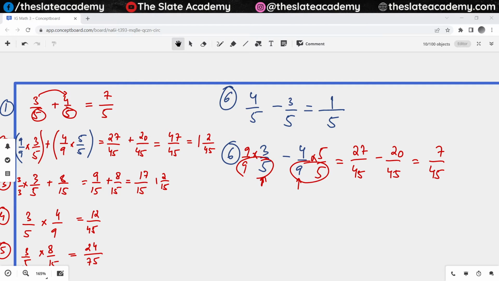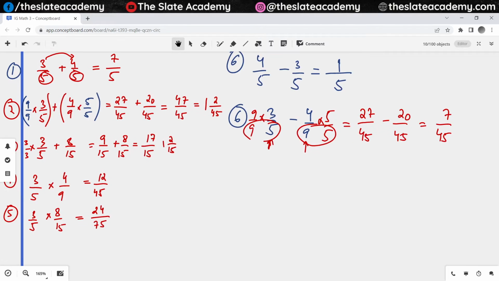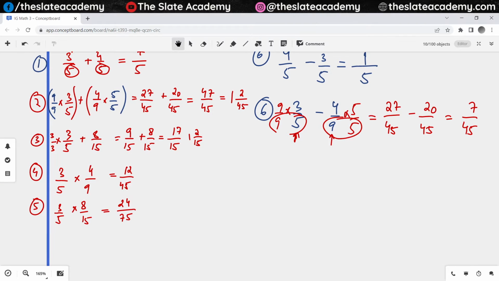Similarly, for the next question, we have solved 6. Let's do another one. 7. 7 says 3 by 5 minus 8 by 15. So 3 by 5 minus 8 by 15.